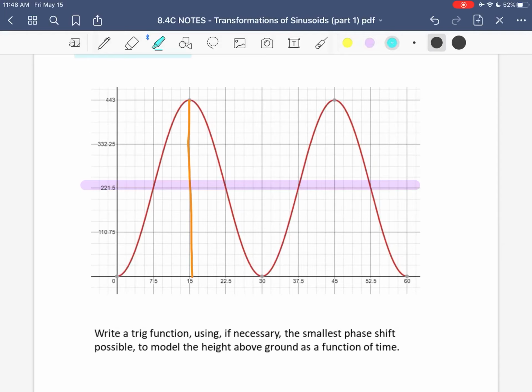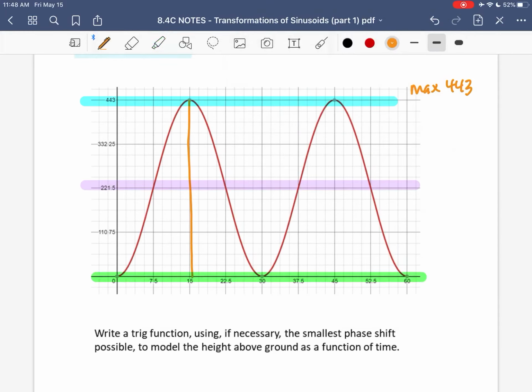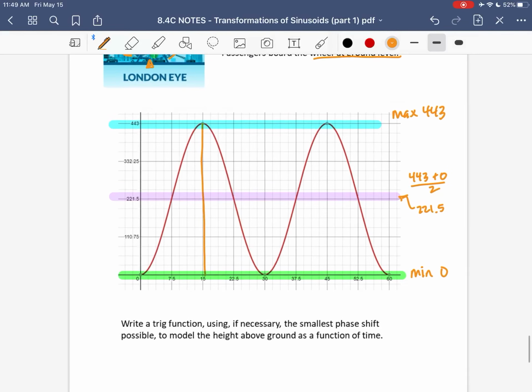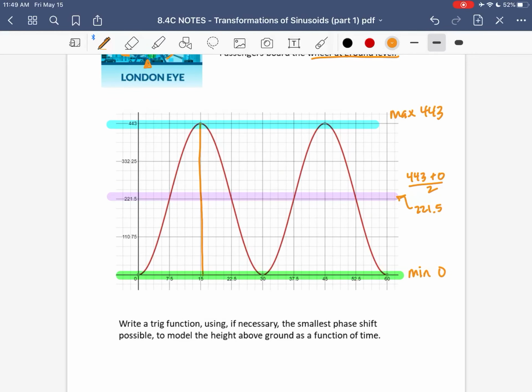So midline right here. And one way that you could find the midline, if you don't just want to see it, you can say, oh, look, here's the max value. Max 443. Min value is 0, because that's when you're boarding or getting off. So right in the middle, we just have 443 plus 0 divided by 2, which is 221.5. You can see right there. Okay, so that's the midline.